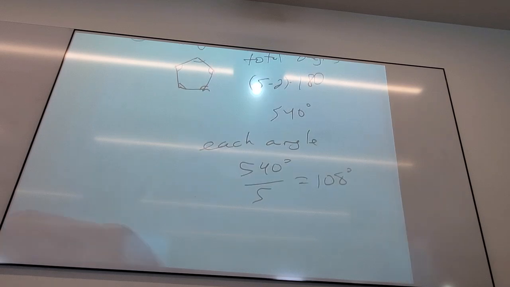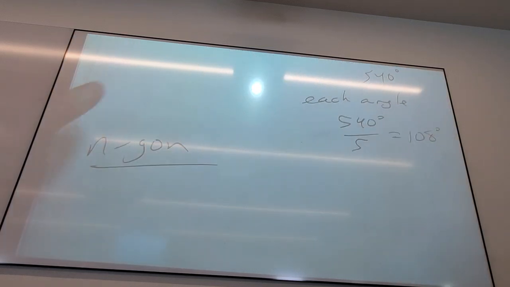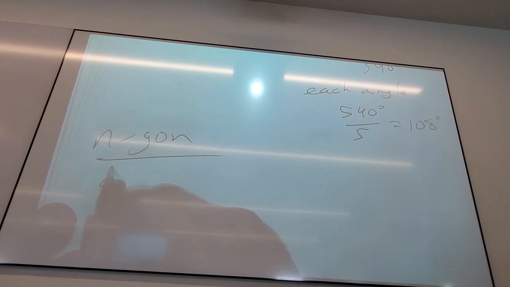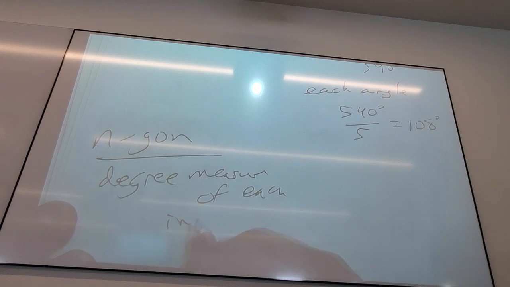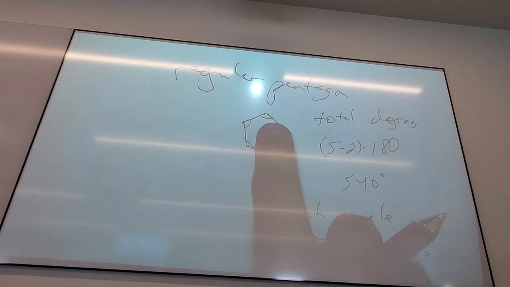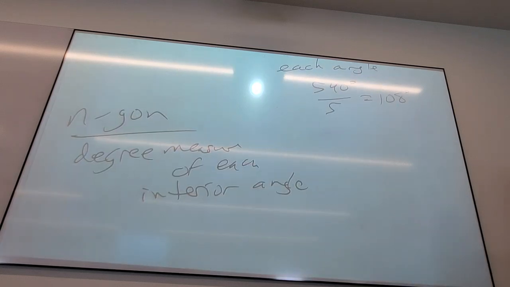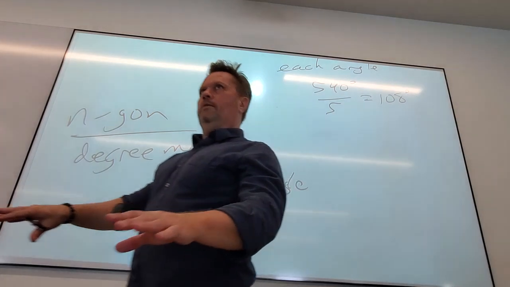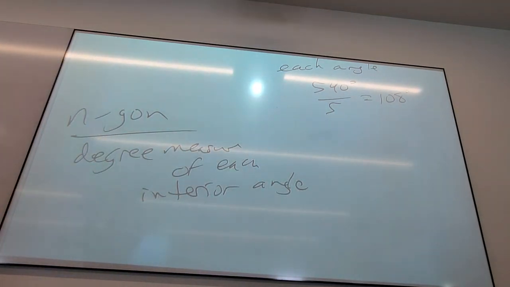So if I had an n-gon, can you come up with the formula for the degree measure of each interior angle? An interior angle is these angles we talked about here. Eventually there's going to be an exterior angle to talk about. A formula for the degree measure of each interior angle. You're like, I don't know, man. I'm not a math person. Yes, you are. We basically just did it.